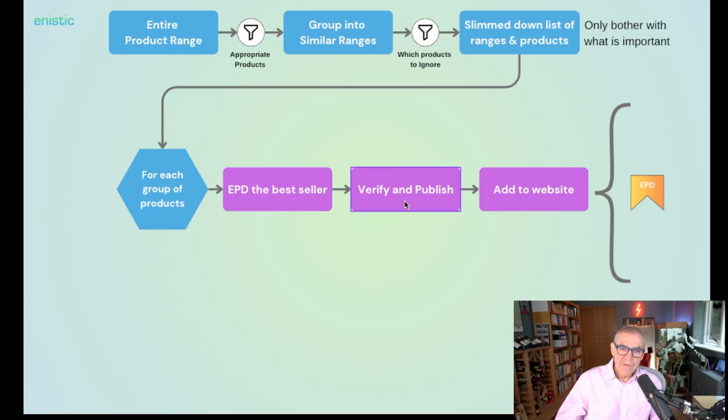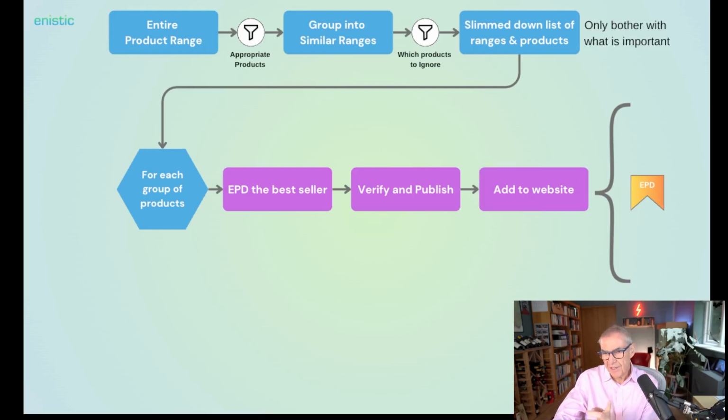Here it is. Verify it, publish it, produce it to all the standards, and as I say, see my other videos on how to produce EPDs. As I say, the software is pretty good these days, and the Enistic platform whizzes through certain components. Some components are a lot of work, such as verification and publication, but actually putting the basic LCA together is quite straightforward. Get it verified and published, add it to the website, and you've got your EPD for your bestseller.